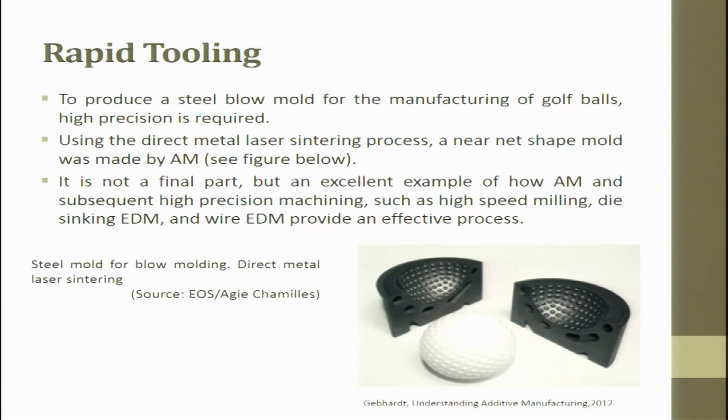To see a steel blow mold for the manufacturing of golf balls, which needs very high precision, we can also do it by rapid tooling. Using the direct metal laser sintering process, a near net shape mold was manufactured using additive manufacturing. It is not a final part, but an excellent example of how AM and subsequent high precision machining, such as high speed milling, die sinking EDM and wire EDM, produces an effective process. So, here these are molds for blow molding, made by direct metal laser sintering.